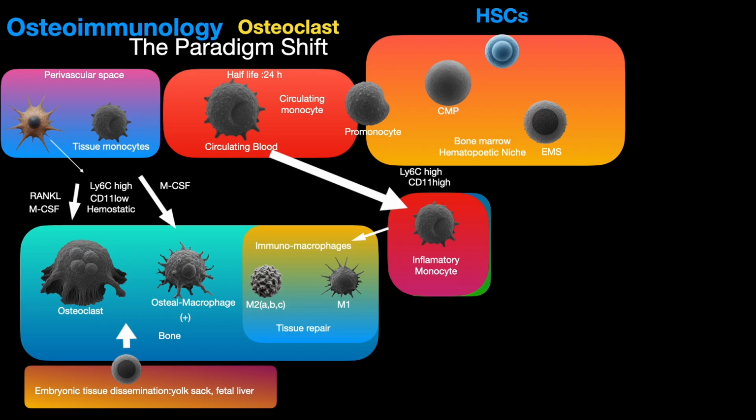Then in the tissue, like in a bone, we have an additional population of immunomacrophages. They divide into M1 or M2 macrophages. The M1 are slightly more inflammatory, they're usually used in the very first stage of healing, and M2 are more resolving, more hemostatic. At the same time, we know that part of the population of osteal macrophages derives from embryonic tissue, like the yolk sac or fetal liver.